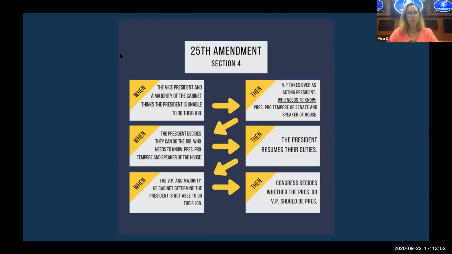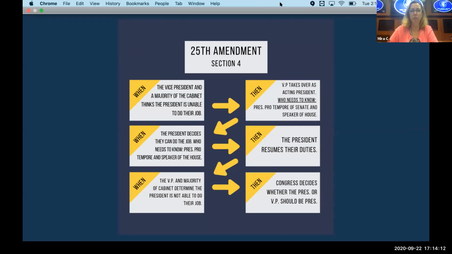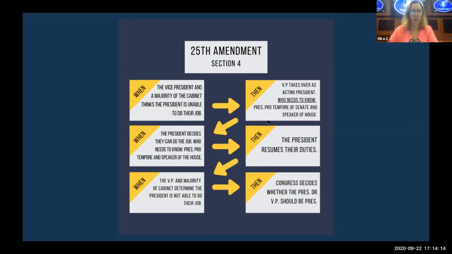So if the vice president and majority of the cabinet think the president is unable to do their job, then they provide written communication to the president pro tempore of the Senate and the Speaker of the House. So could Section 4 apply here? Could Section 4 of the 25th Amendment apply to what we're looking at here? I don't see a yes. Yes, thank you, Al Vasquez. Thank you, Melissa Quinn. Yes, Section 4 could potentially apply.